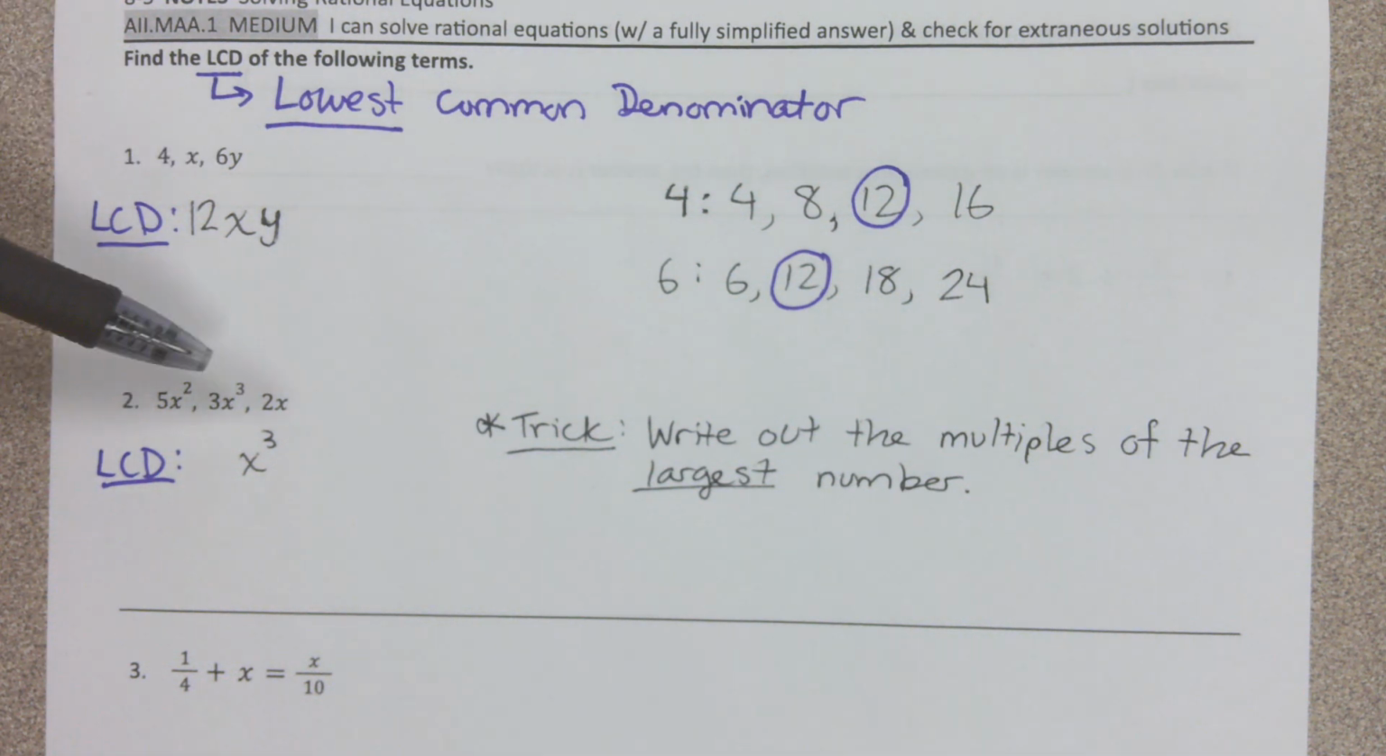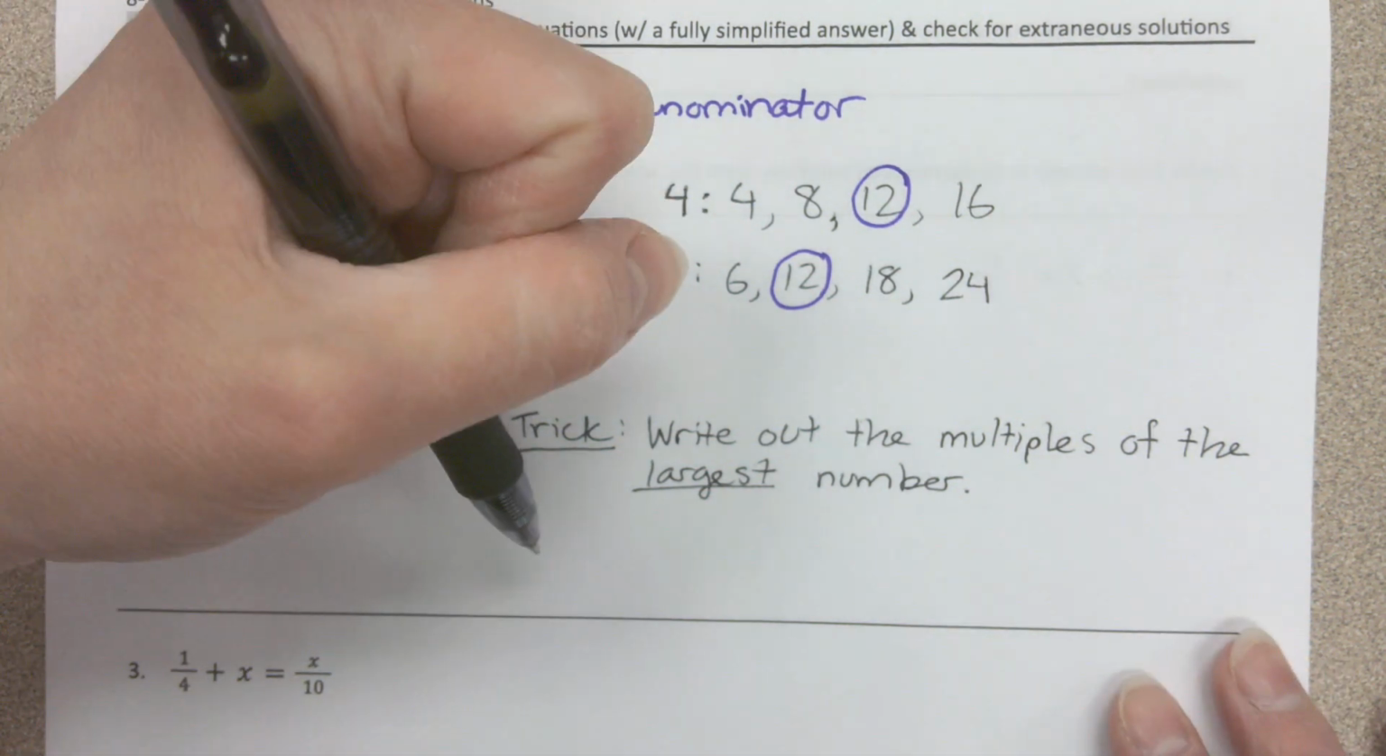My 3 numbers are 5, 3, and 2. 5 controls what the denominator can be because we can't get smaller than 5. It's not possible. So we're going to go with whatever 5 dictates. So let's start just by writing out the multiples of 5.